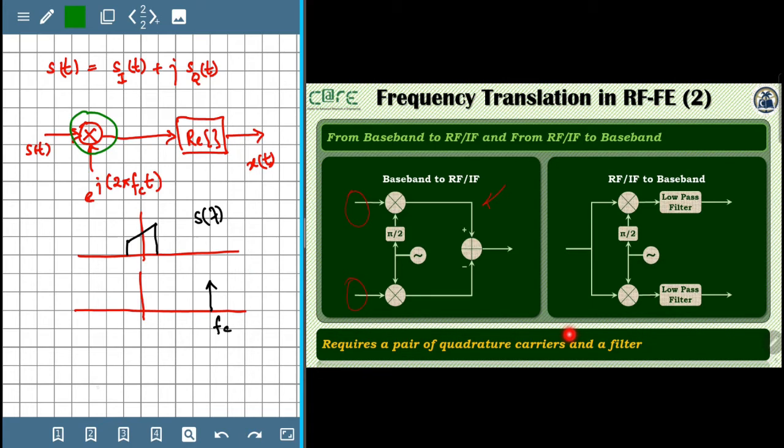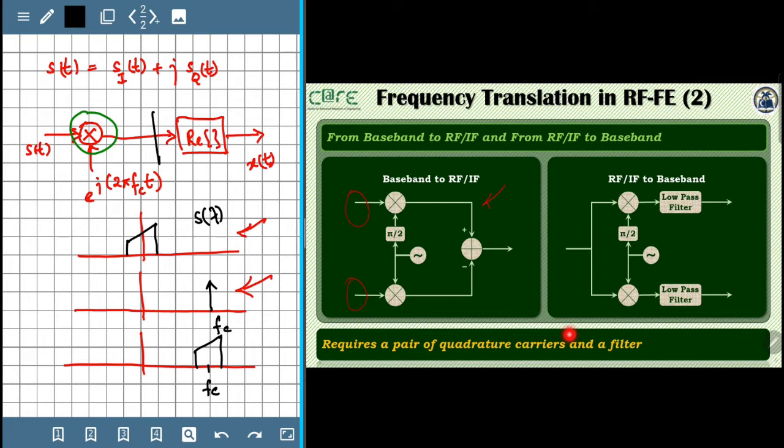And what happens as a result of this is that we get the spectrum that looks like this. This signal getting convolved in the frequency domain with this impulse would simply mean that we will get the same spectrum shifted here to the desired fc, the center frequency. And this basically corresponds to the part until this step.